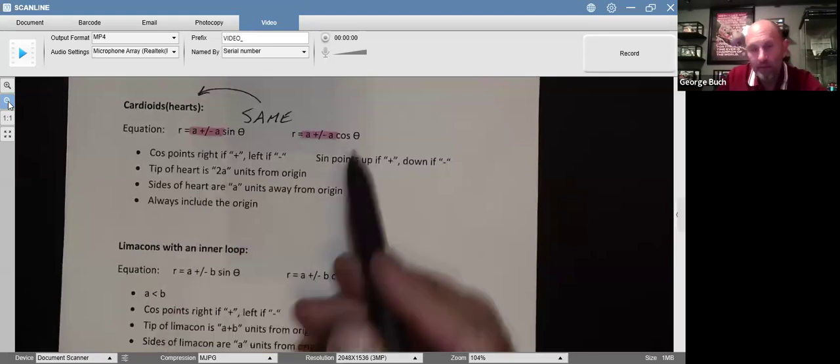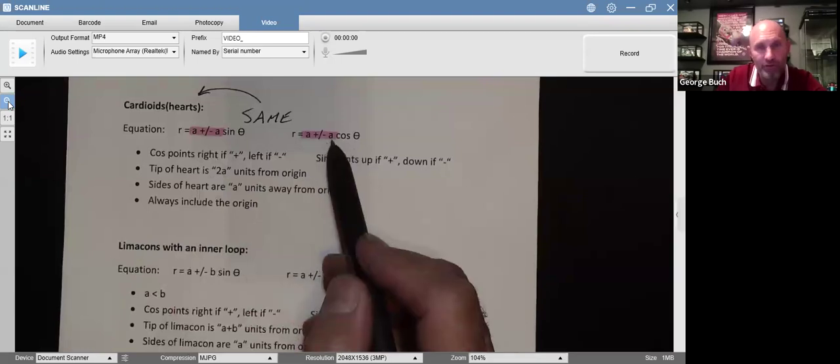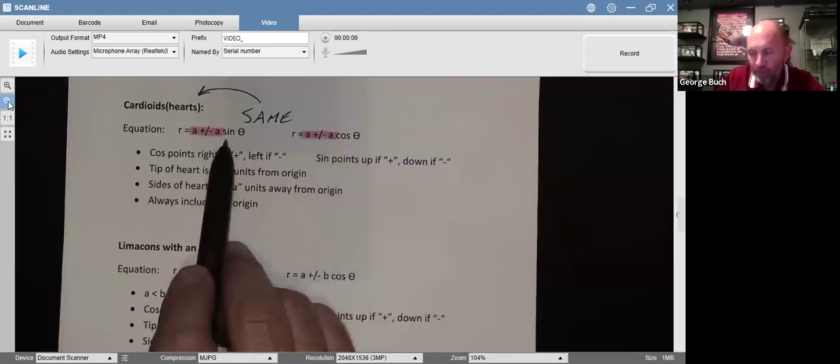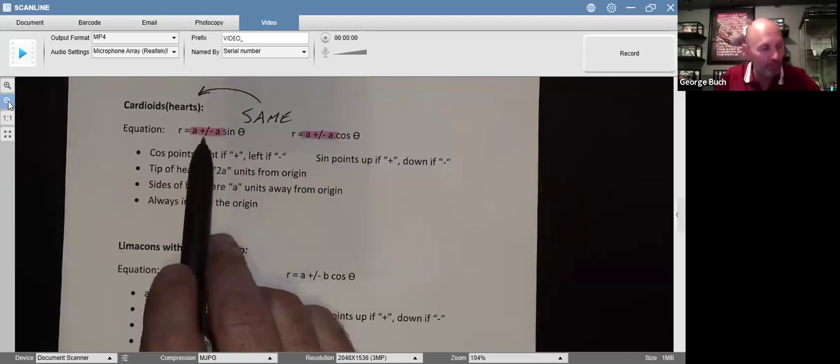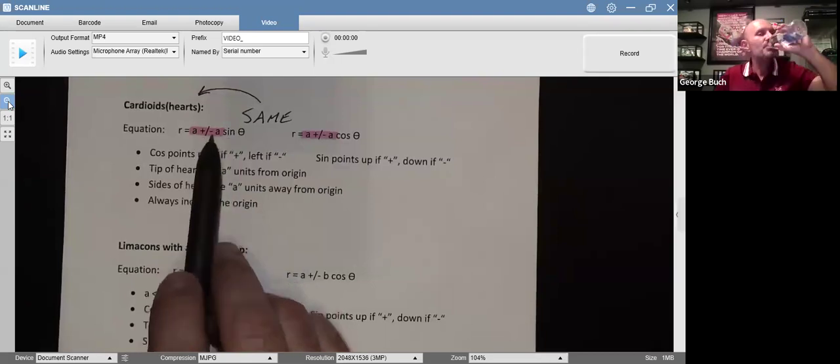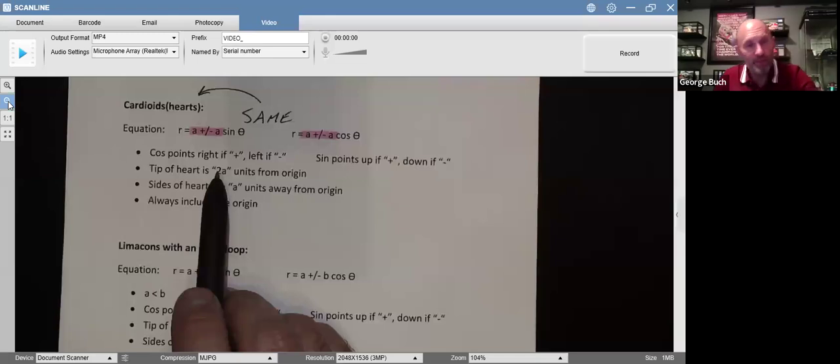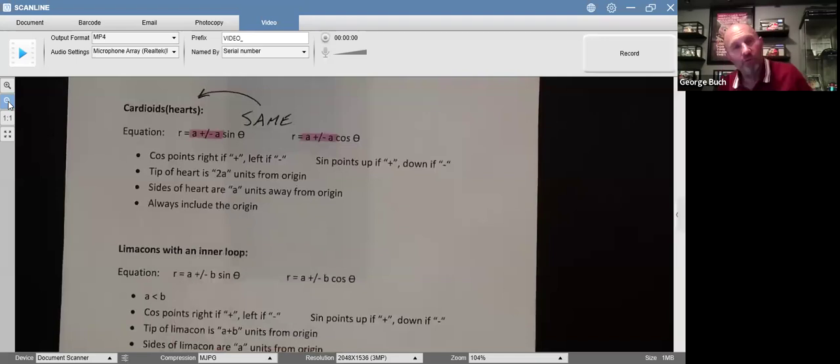And sine is my y value, so it's the y-axis. If it's a sine function, that's going to be up or down. As you would think, if it's a plus, it's facing up. If it's a minus, it's pointing down. The tip, or the furthest point of this cardioid, is 2 times a units away from the origin. The sides of the heart are a units away from the origin, and we always include the origin as a point.